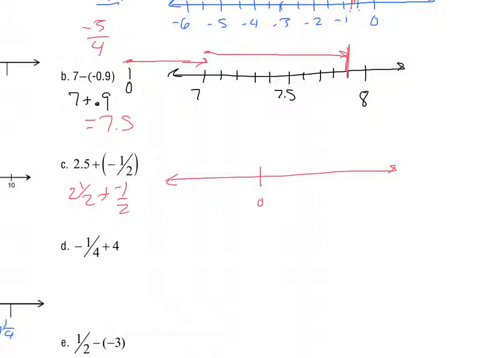0. Let's call this 1/2, 1, 1.5, 2, 2.5, and 3. So looking here, we're starting at 0. We're coming out a positive 2.5, and then a backwards 1/2, and that takes me right here to 2.